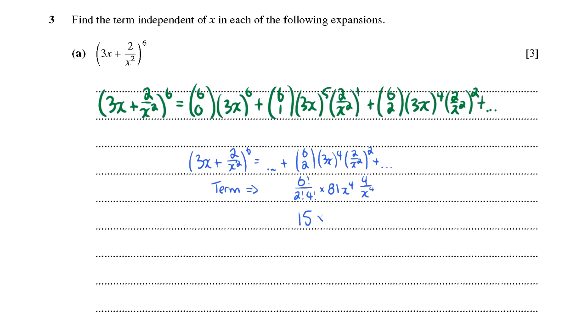Then we're going to multiply that by 81, and the x to the 4 cancels with the x to the 4, and we're left with 81 times 4. Put it into a calculator, and you'll get 4860, and so 4860, this is the term that is independent of x.